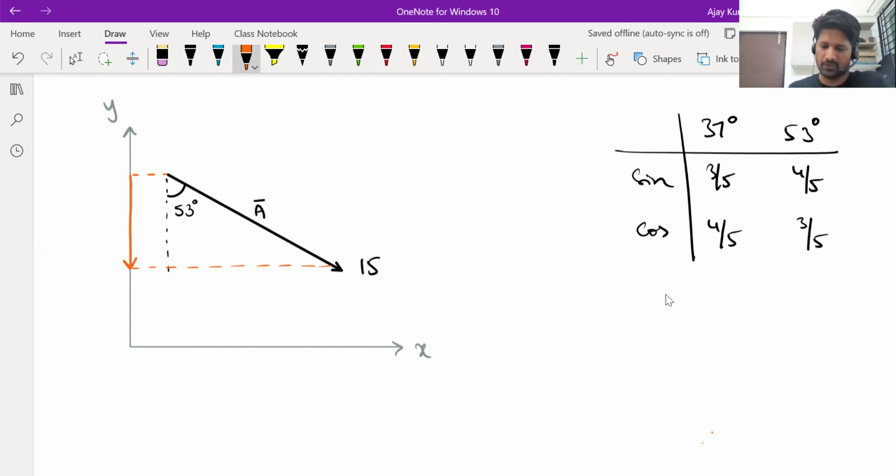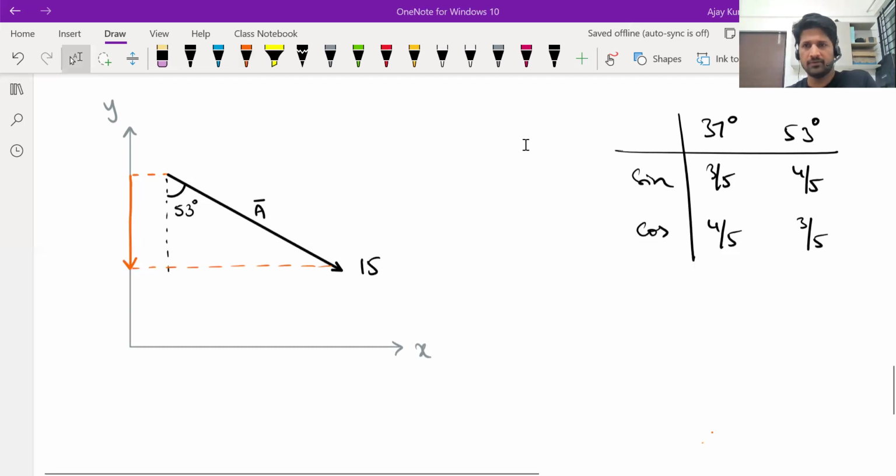This is its y component. Okay. Yusuf, can you tell me how long that vector is going to be, that orange one? So 12 magnitude. How did you get 12? So 53 cos. So cos 53. 15 cos 53. Cos 53, sir, is how much?